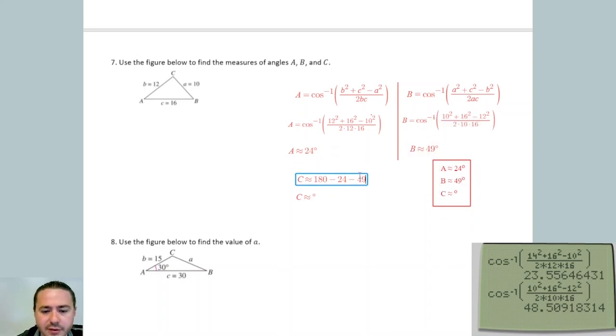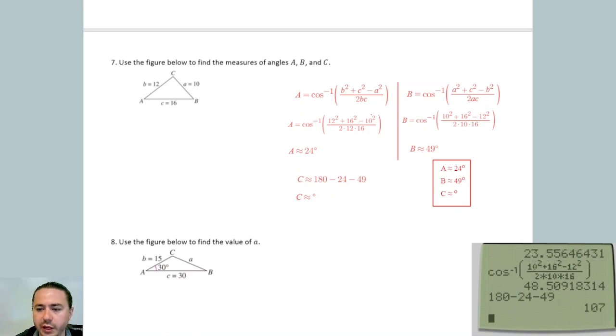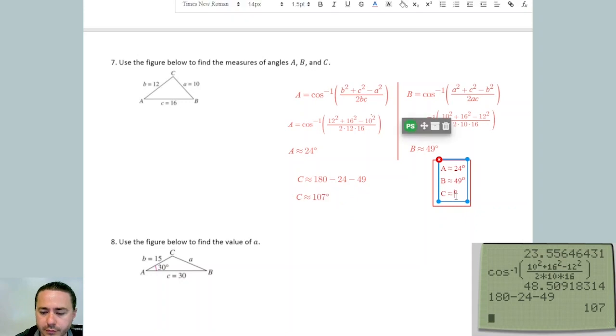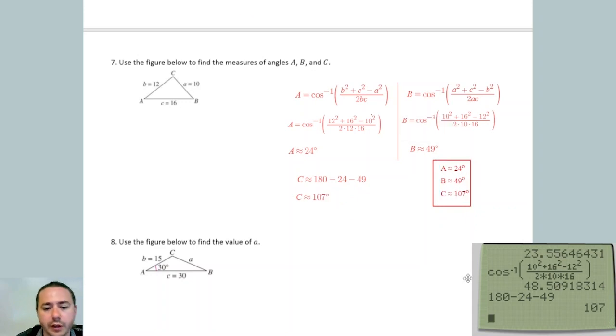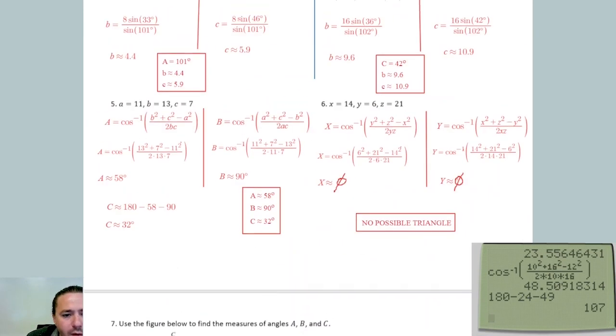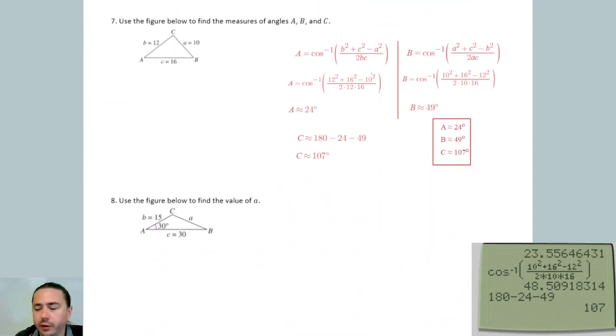So my angle C is going to be the difference between the sum of both of those and 180, so we get 107 here. All right. Okay, well, there's number 7.